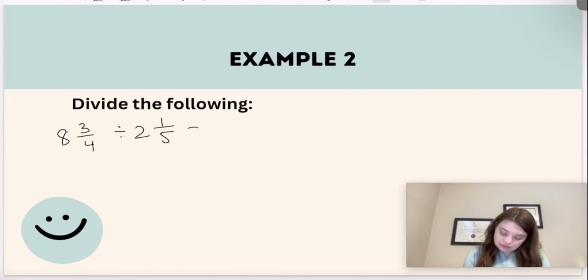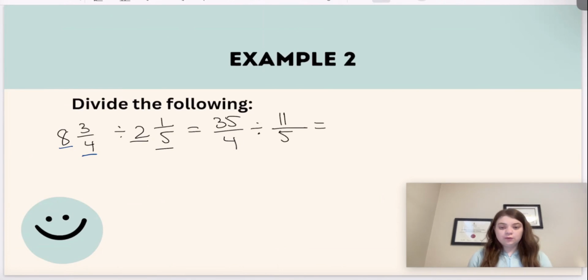So I'm going to multiply 8 times 4 to get 32. And then I'm going to add 32 to the numerator, which is 3. So 32 plus 3 is 35. So this is 35 over 4. Then what about 2 and 1/5? Well, 2 times 5 is 10, plus 1 is 11. So that's going to be 11 over 5.